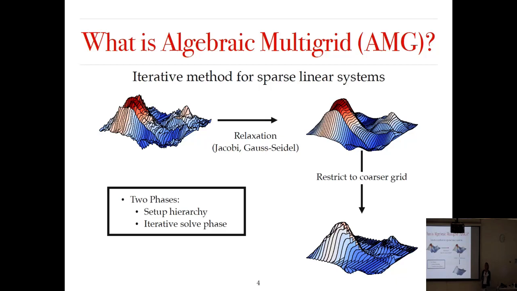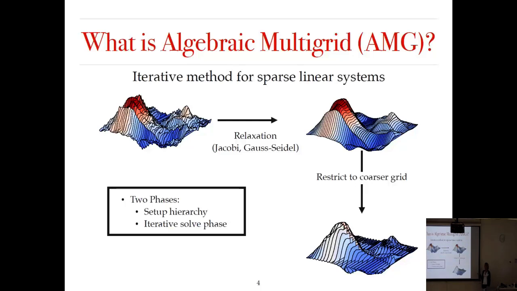So the idea of algebraic multigrid is that we want to take this problem and restrict it to a coarser grid. On the coarser grid, you can see in this bottom figure, the error turns back into some high frequency error, so it looks more jagged again. You can once again use a relaxation method on this to smooth out that error, then restrict it again, and continue this process until you get to a level or grid that's small enough that you can solve for the error directly. Once you solve for that error directly, you can interpolate it back up throughout your hierarchy.